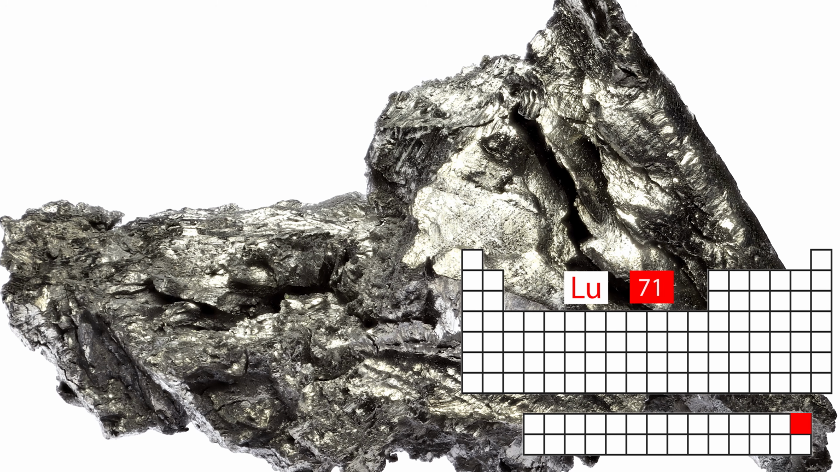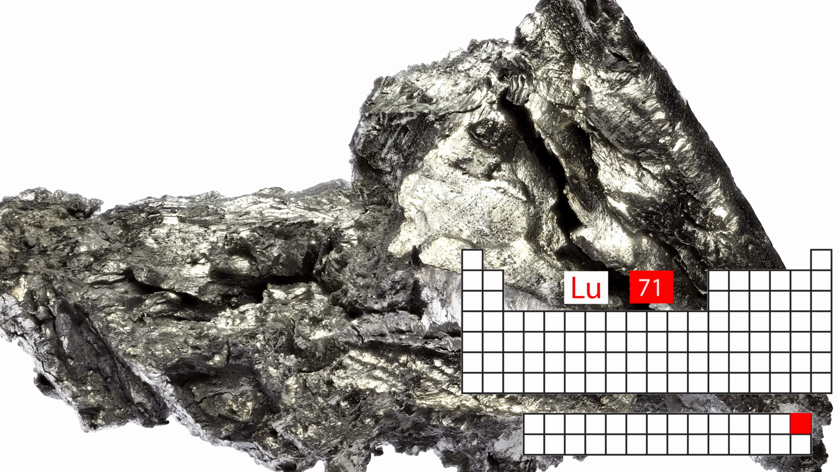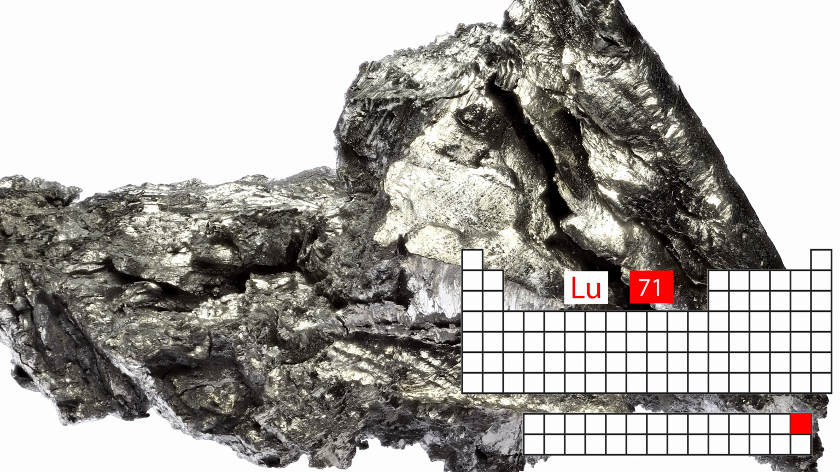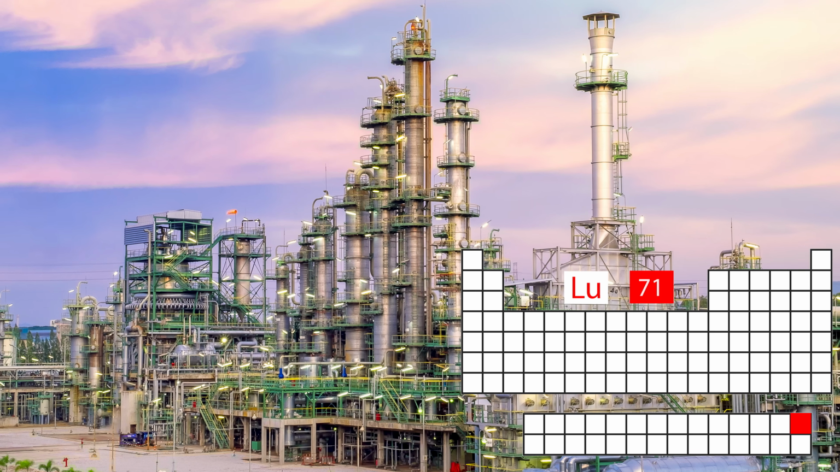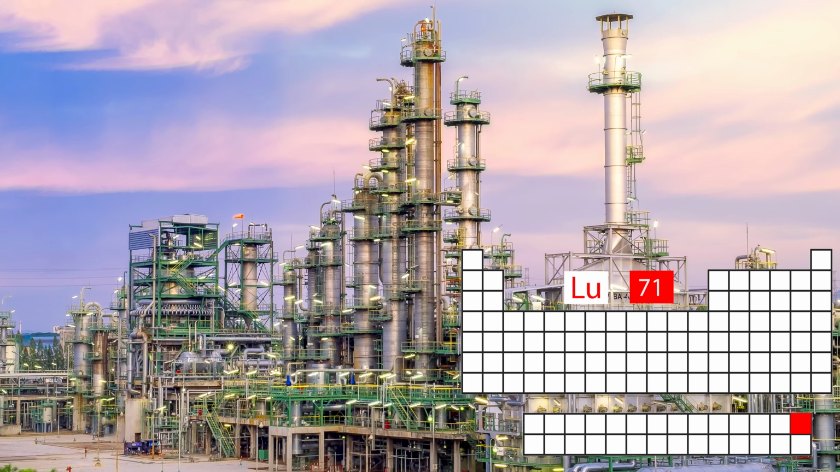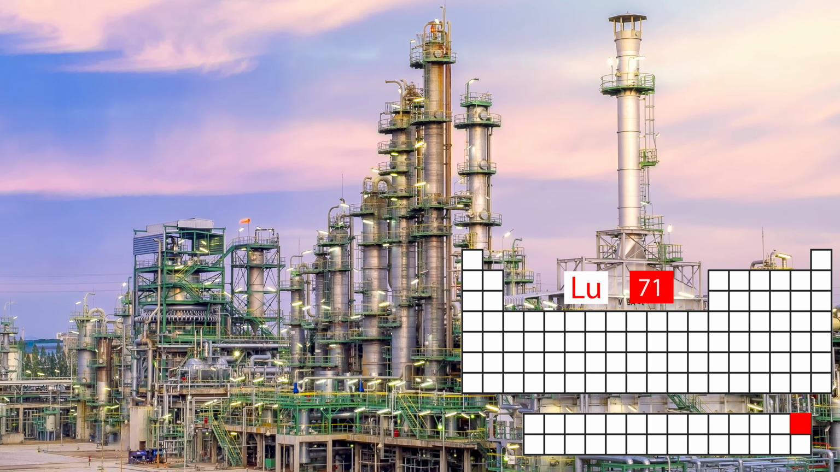Next is element 71, lutetium. It's used in petroleum cracking catalyst. Here's a fun fact. It's the heaviest and last of the lanthanides, and it was the last naturally occurring lanthanide to be discovered. Element 72, hafnium.